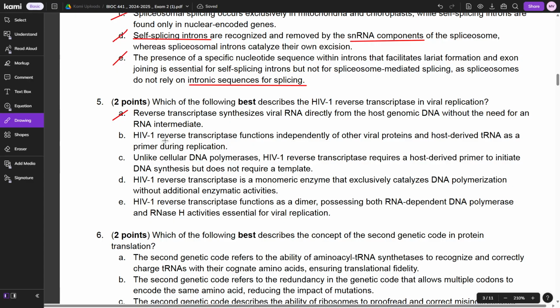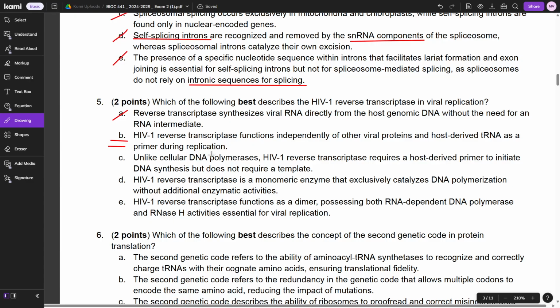HIV reverse transcriptase functions independently of other viral proteins and host-derived tRNA as a primer during replication. I wouldn't say it functions independently. I mean, host-derived tRNA, I'm gonna come back to that one. That one's a bit weird, right? So maybe, but functioning independently is a bit weird to me. You do need the other viral proteins to get the thing to actually integrate properly, right? You need an integrase, you need a polymerase, you need all this stuff. So maybe, but I'm gonna come back to that.